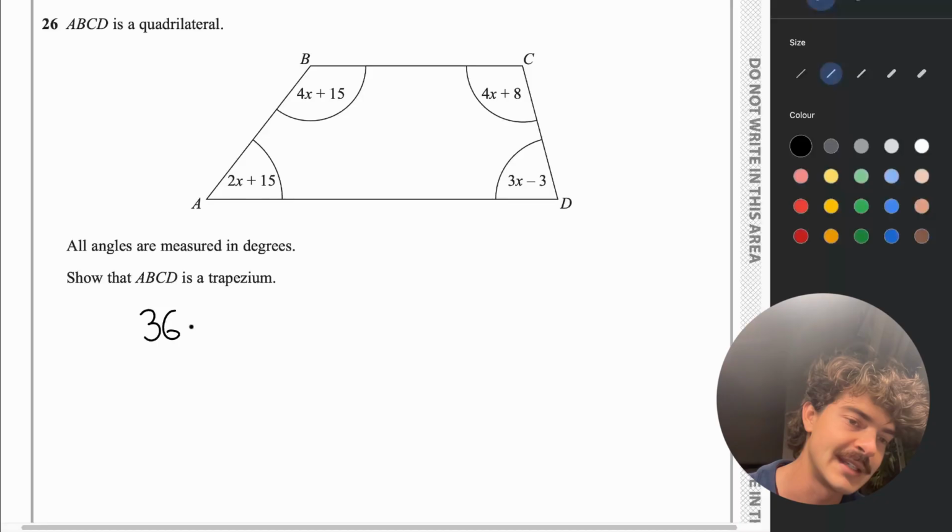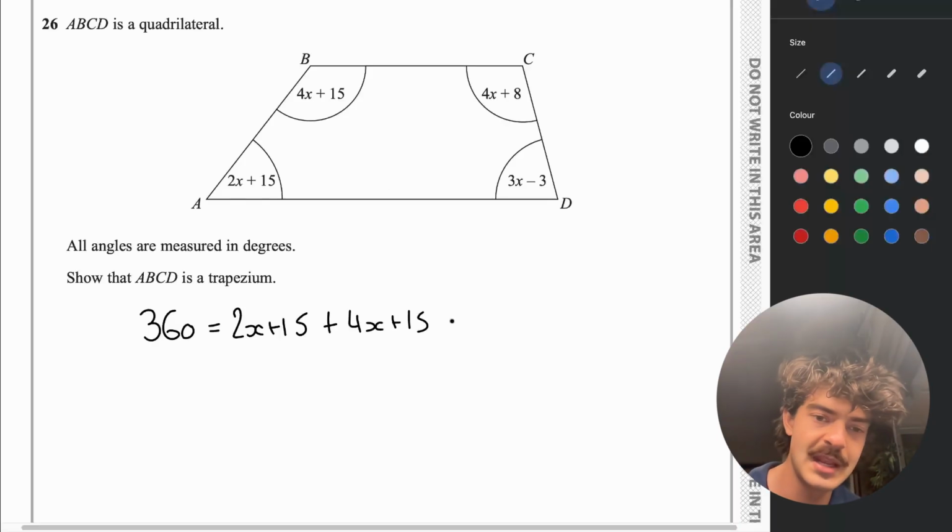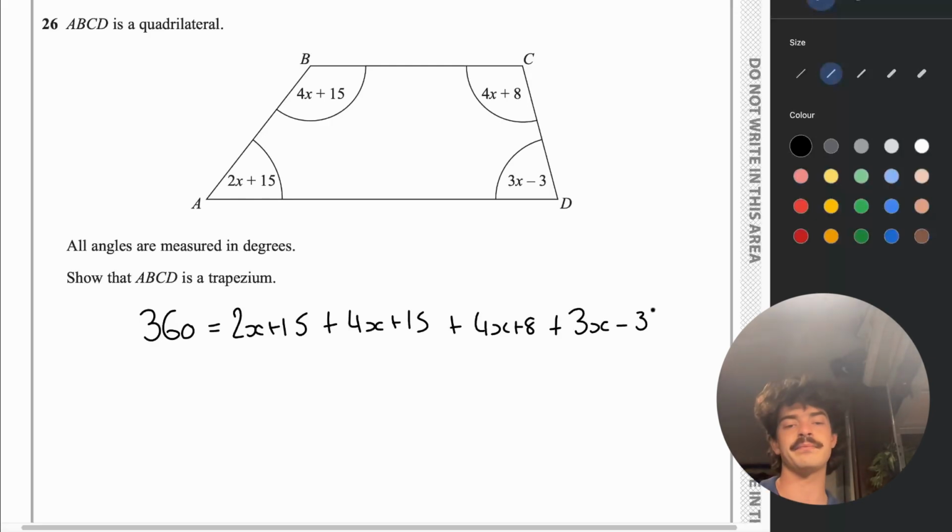360 is equal to 2x plus 15, starting with A, plus 4x plus 15, that was B, plus 4x plus 8, which is C, and then plus 3x minus 3, which was D. Cool, let's now work our way through this and simplify. Let's combine x's. 2x plus 4x plus 4x plus 3x is 13x. 15 plus 15 plus 8 minus 3. 15 plus 15 is 30. 8 minus 3 is 5. 30 plus 5 is 35.